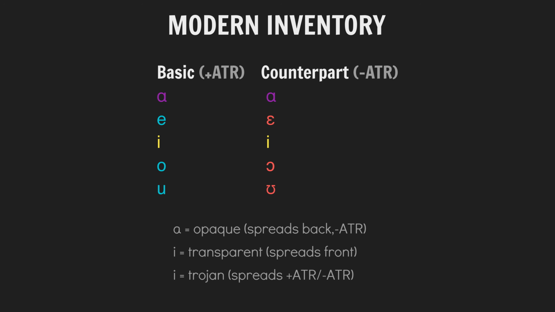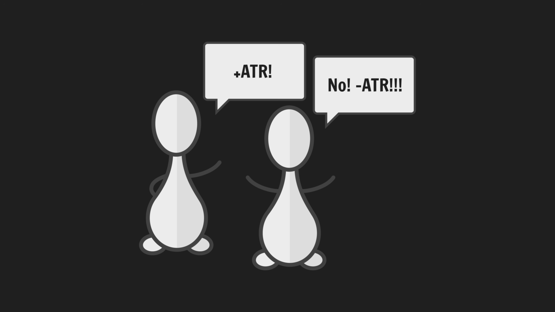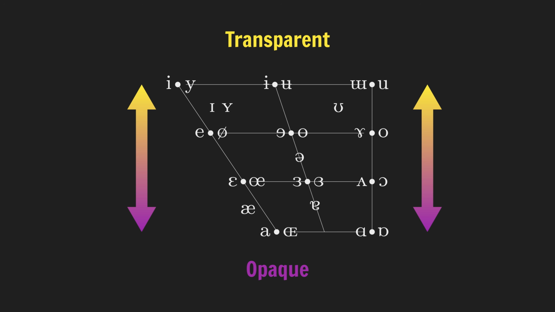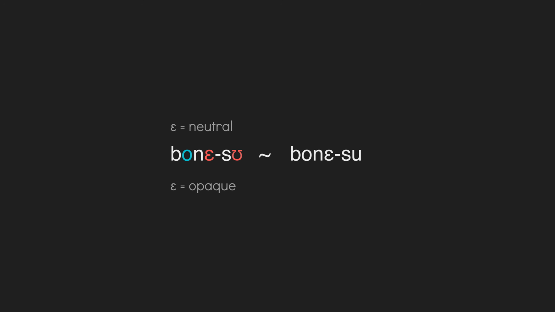Finally, let's add in a hybrid vowel. For our purposes, hybrid vowels may occur if and when the speakers disagree about what the harmony of a word should be. The first option would be to create disagreement via an ambiguous neutral vowel. Remember, high vowels prefer to be transparent, and low vowels prefer to be opaque. But what happens if a neutral vowel falls in the middle somewhere, like for example, E? Well, some speakers might class it as opaque, bonesu, and others might class it as transparent, bonesu, leading to multiple valid affixation strategies. Textbook hybrid vowel.